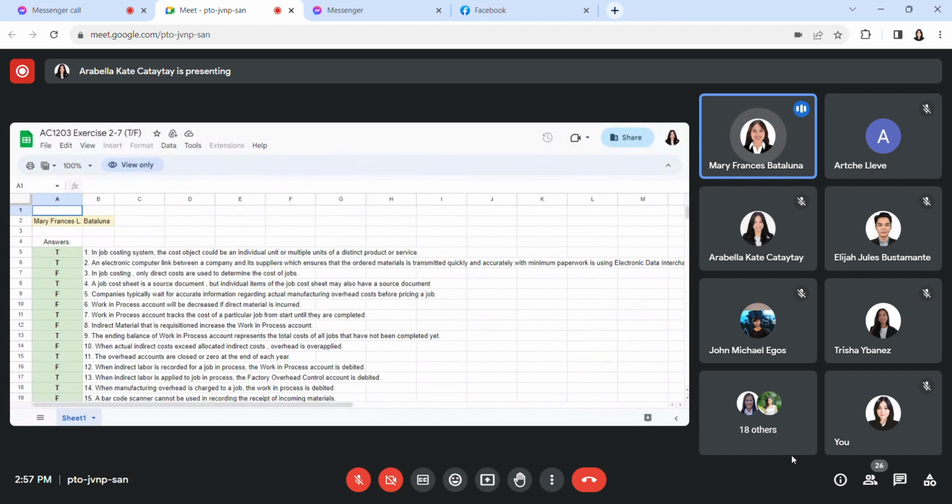Will I read the questions and then answer? Yes, please. Okay, so for number 1, in job costing system, the cost object could be an individual unit or multiple units of a distinct product or service. So my answer is true, or T.